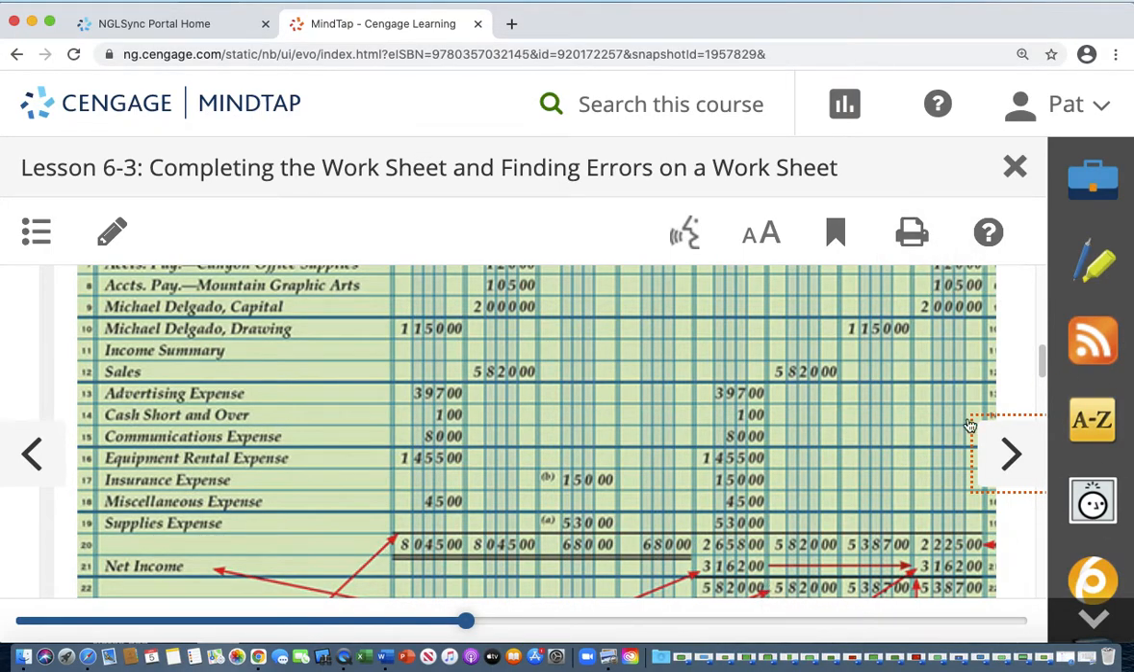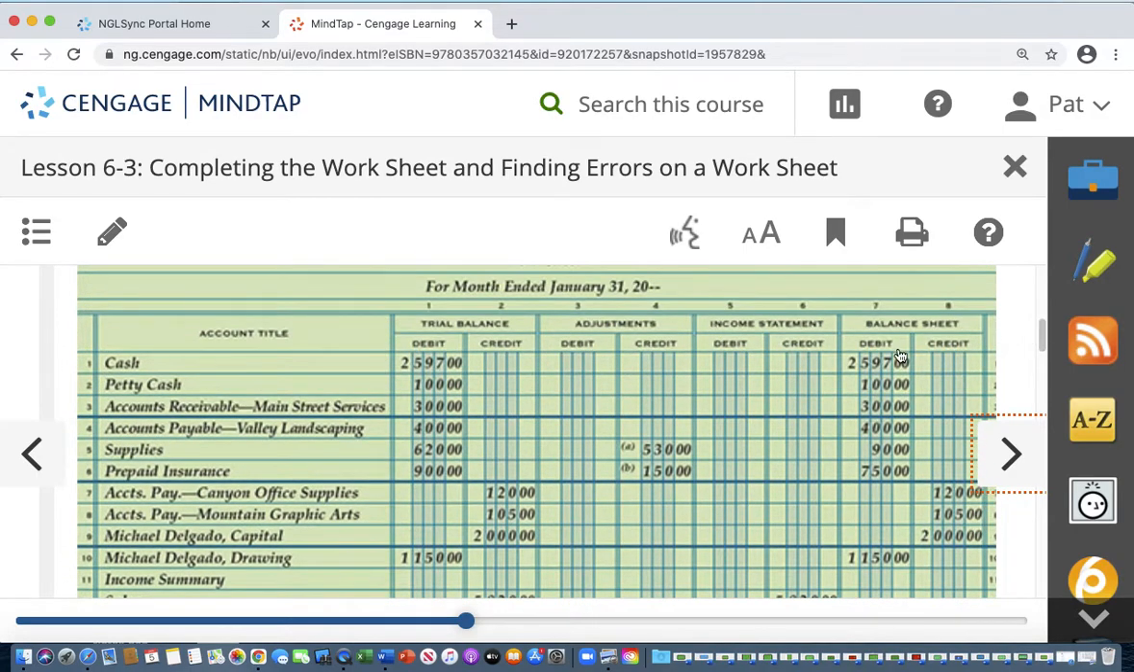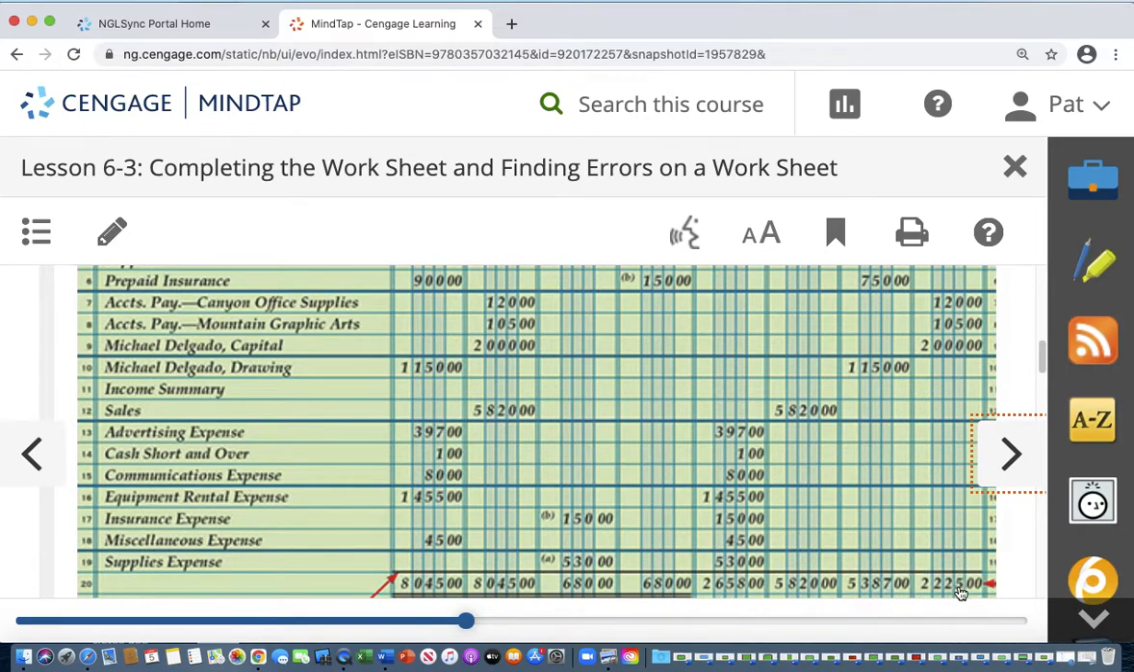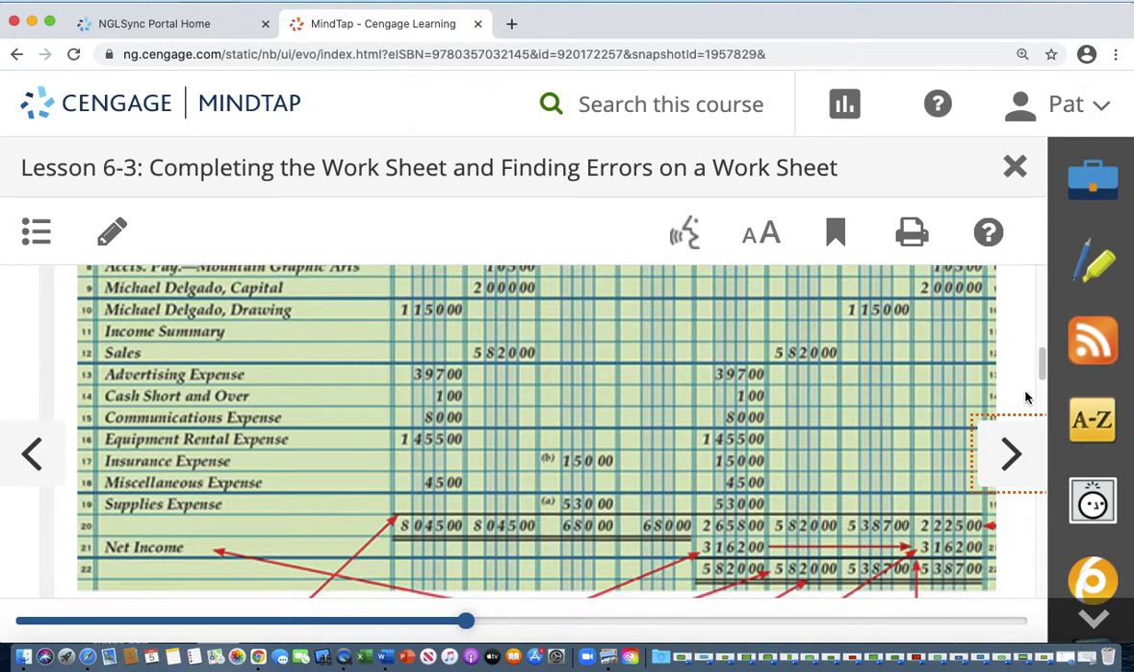And then you do the same process over here. You add up the balance sheet debit, balance sheet credit numbers. You get these two numbers. Which one's bigger? 5,387 is bigger. So you drop the bigger number down, subtract these two, get the difference. It should equal the difference you found over in the income statement column. If these two numbers were different, that's when you need to ask me a question.